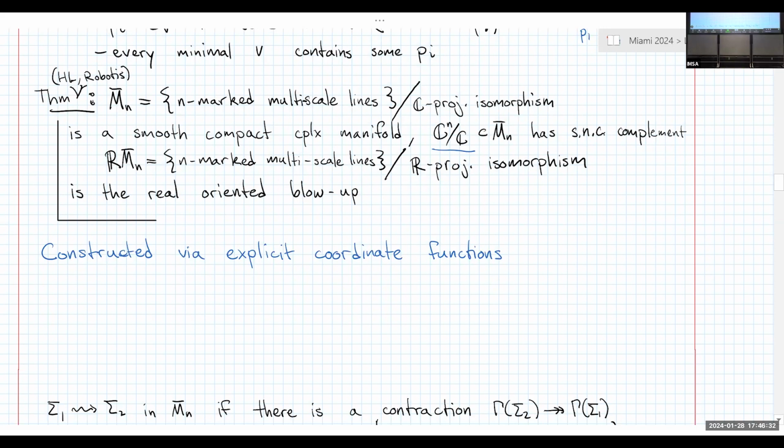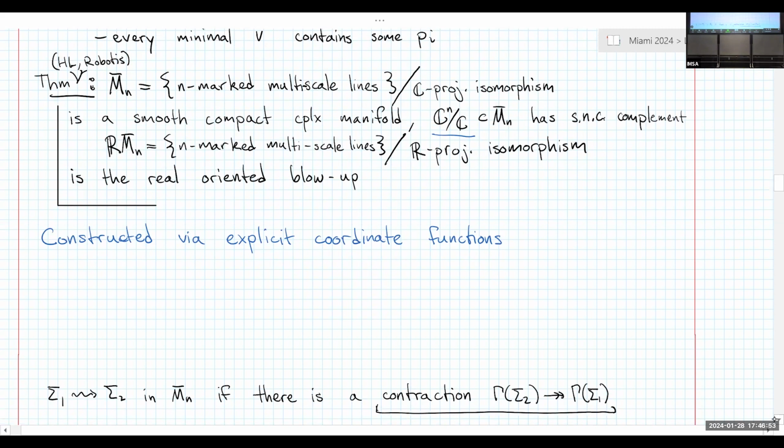It's just that the space is constructed by hand. You can write down some coordinate functions. You can say, okay, these sets are open, and you write down some coordinate functions and you show that they identify each open set with something like C to the N times C star to the M. And then you glue them and you get this projective manifold. So I'm going to spare the details.